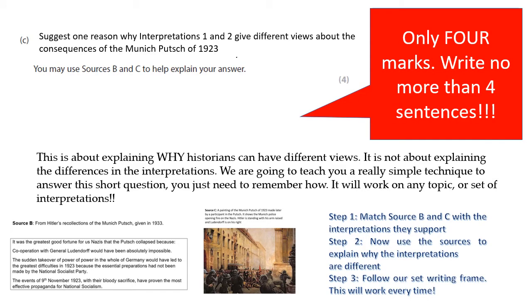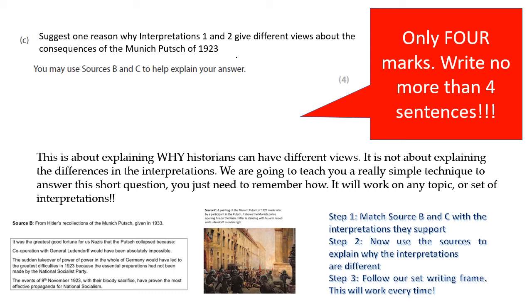Okay, now we need to move on to question 3c. So you need to put this as a subheading. Suggest one reason why interpretations 1 and 2 give different views about the consequences of the Munich Putsch of 1923. You may use sources B and C to help explain your answer.